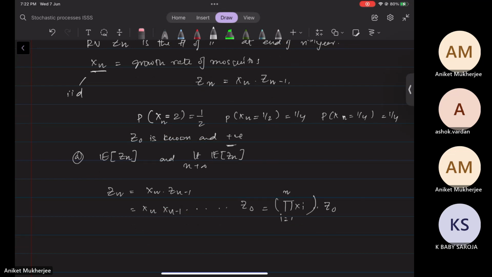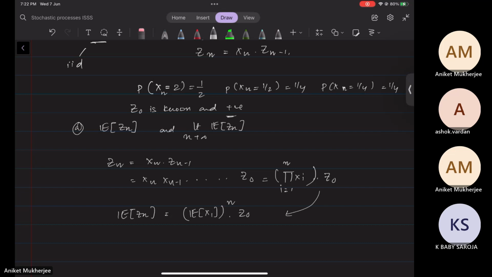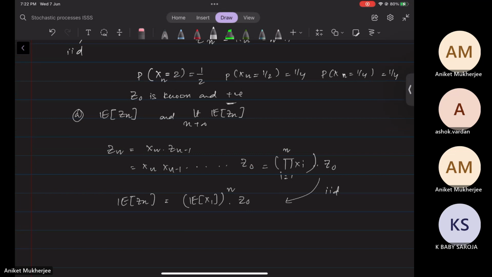Now, given that the Xs are IID, the expectation just productifies out. So the expectation of Zn equals the expectation of X1, whole power n, into Z0. From here to here, I've used independence and identically distributed. The independence productifies out the expectation, and the identical ones all have the same expectation, so whole power n, into Z0. Z0 is known already, so it's just a number. It's not a random variable.